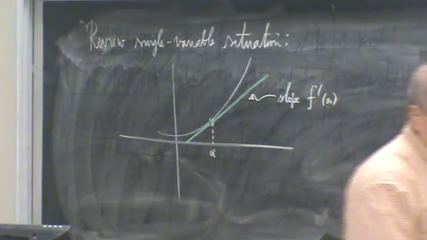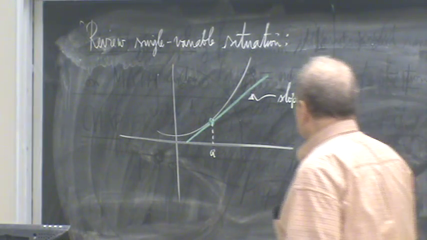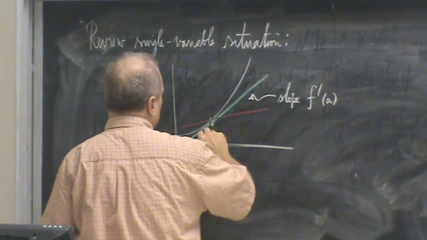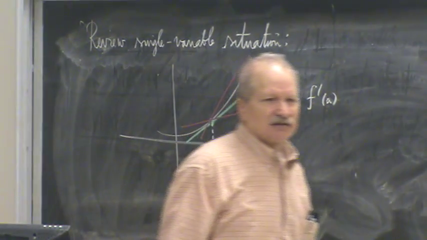Why do you care about the tangent line? Why is it interesting? Best linear approximation, Taylor said. So how would you know that if you looked at all possible lines to this point, that somehow that green one was the best?